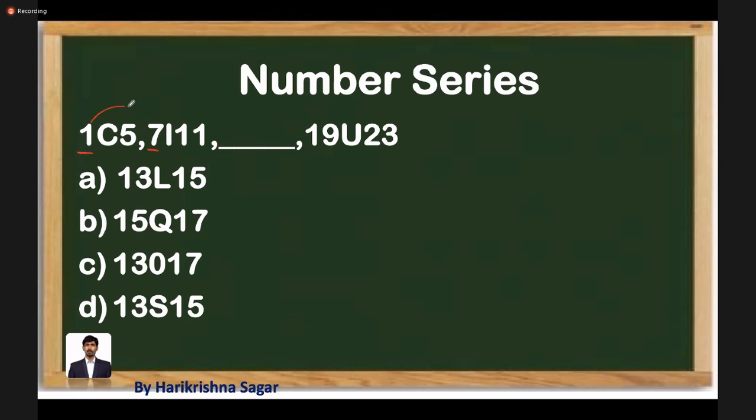1C5. So the numbers available here: 1 plus 6 is 7, 7 plus 6 is how much? It's going to be 13. So the answer choice should have 13. And 1 plus 4 is 5, 7 plus 4 is 11, 13 plus 4 is 17. So the answer should end with 17. Mark it as option C.